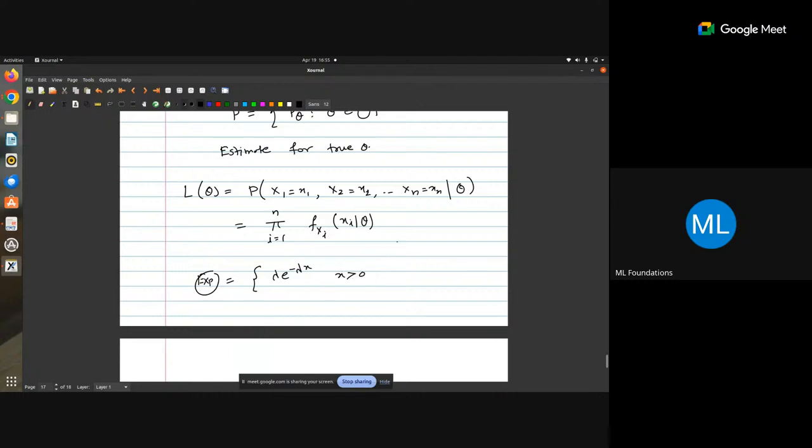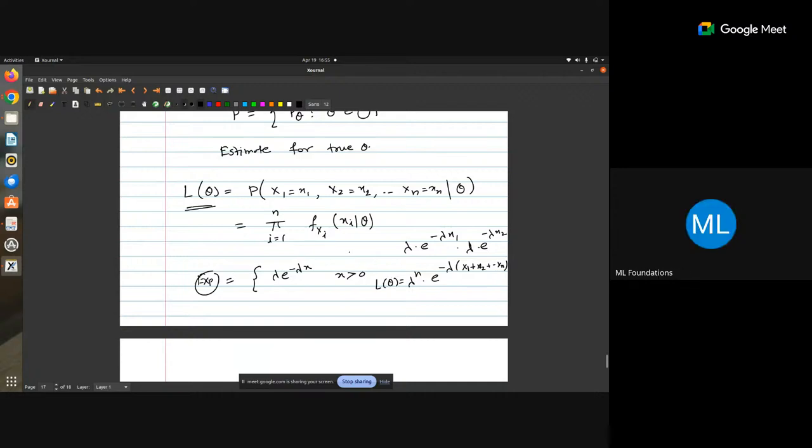For each xi, what will be the PDF? Because it is coming from the same distribution, lambda will be the same for everyone. The only difference is x1, x2, and so on. So the product is lambda e to the power minus lambda x1, times lambda e to the power minus lambda x2, up to xn. What I get is lambda to the power n, e to the power minus lambda times (x1 plus x2 up to xn). That is the likelihood.